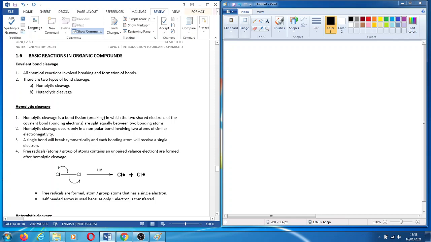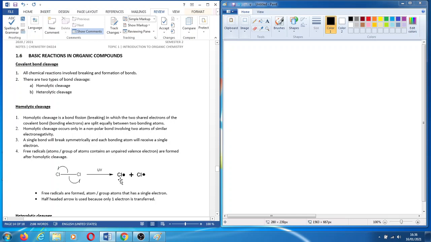Homolytic cleavage occurs in a non-polar bond involving two atoms of similar electronegativity. This is the same atom that has similar electronegativity. A single bond will be broken symmetrically and each bonding atom will receive a single electron. Thereby, after the reaction occurs, it will produce free radicals. This is the free radicals.